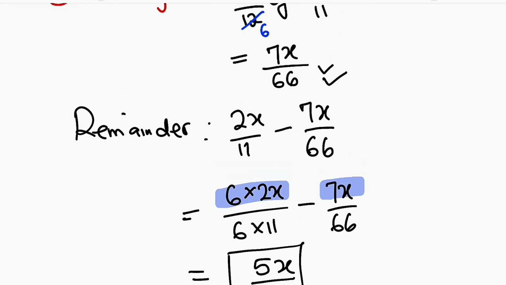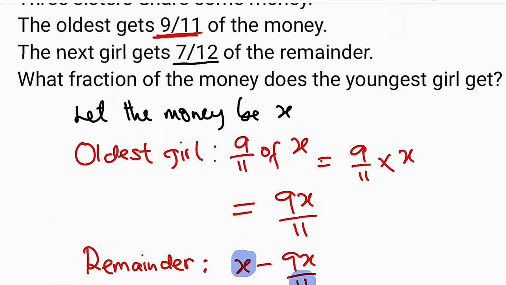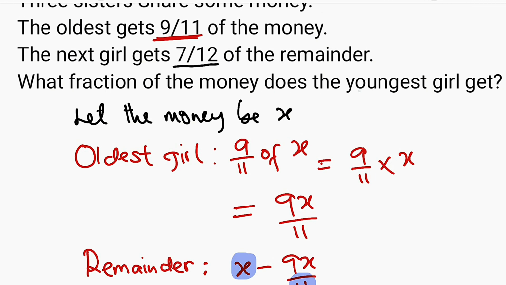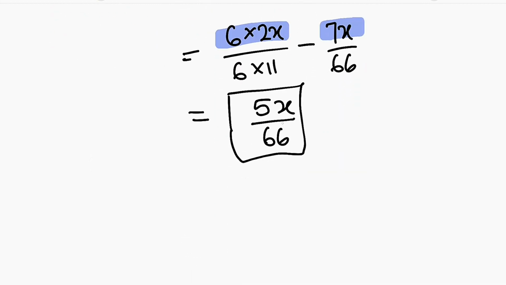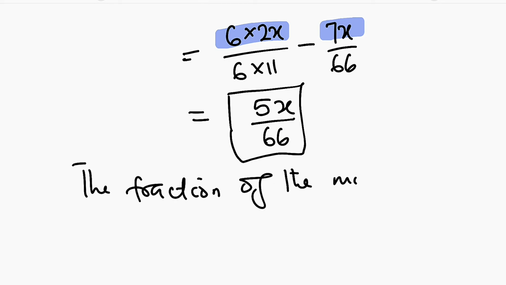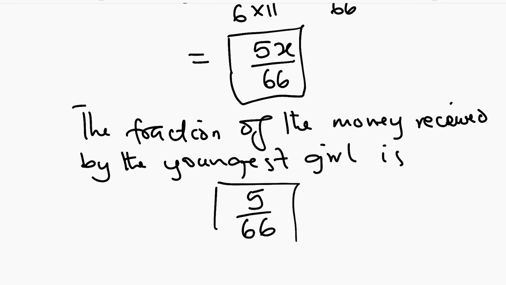But what we are asked to find is the fraction, not the share. What fraction of the money does the youngest girl get? The fraction is just the coefficient of x, which is 5 over 66. And this is our final answer. 5 over 66 is said to be the fraction of the money left, and that is said to be the fraction of the money received by the youngest girl.